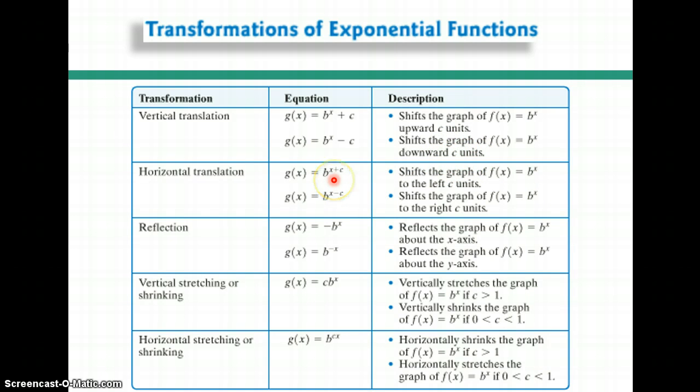When you add C unit with exponent, it shifts the graph to the left C units. When you subtract C unit from its exponent, it shifts the graph to the right C units.